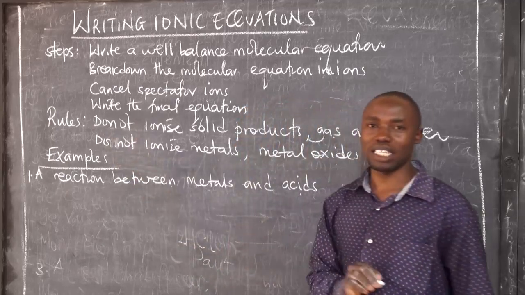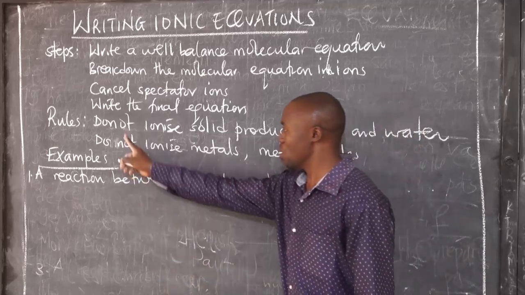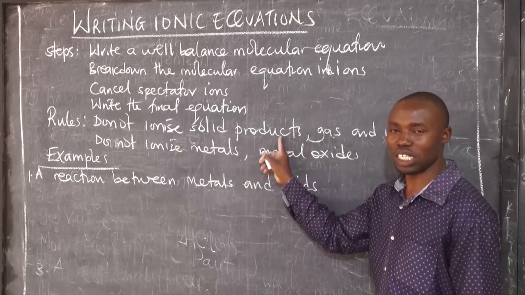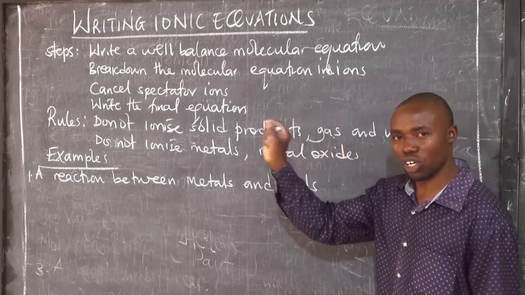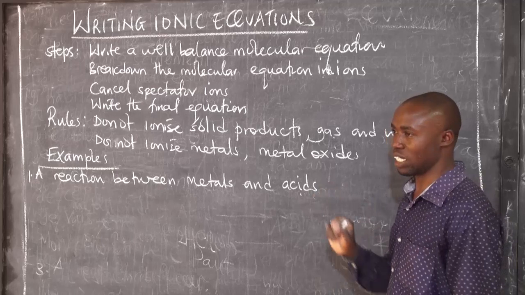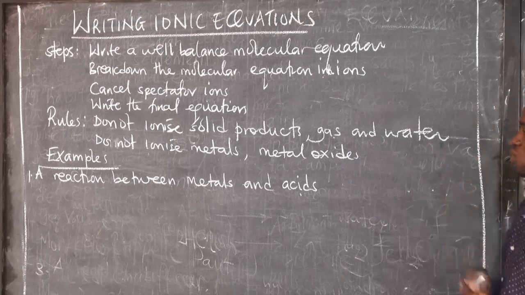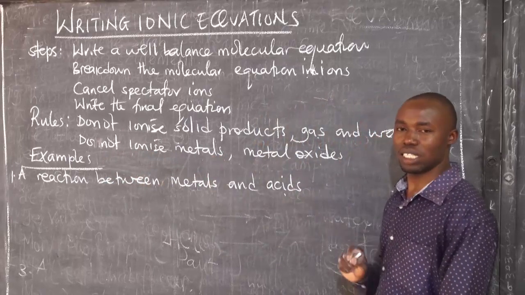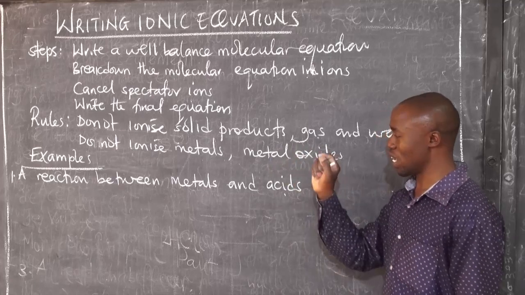Let's look at some rules here. Students are always confused: what should I ionize? Do not ionize solid products. If the product formed is a solid, such as an insoluble salt, don't ionize it. But some salts in the reactants can ionize, and we give them a state of aqueous because we have ionized them. Don't ionize gases, don't ionize water, because these are molecules. Do not ionize metals and metal oxides, whether on the product side or reactant side.